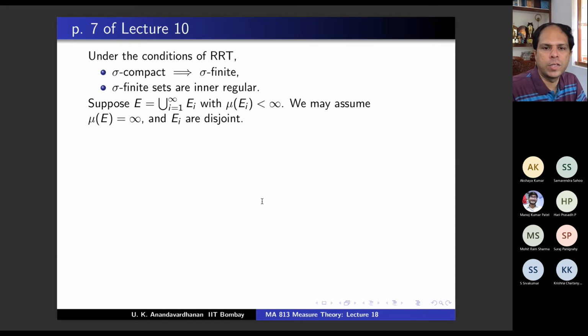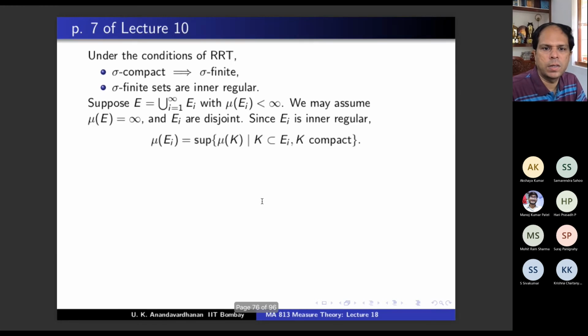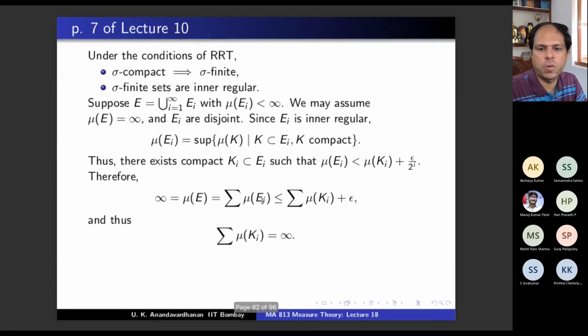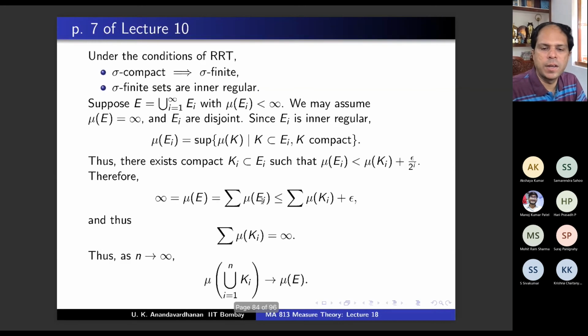So the EIs are also disjoint, you can assume. And each EI is inner regular. And therefore, the definition is true. And we did some approximation. Okay, anyway, we proved this long back. I did not want to delete this part because I thought we can just recall. So we did something. And the point is, a finite union of compact sets is compact, and you are getting it as a limit of that.